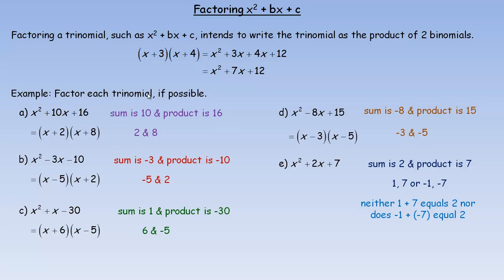And so that's why it says if possible here. This is one of the ones that's not possible. There are no two binomial factors that multiply to x squared plus 2x plus 7. So if that's the case, you would just say you can't do it. It's not possible to factor. And that's the end of the video.